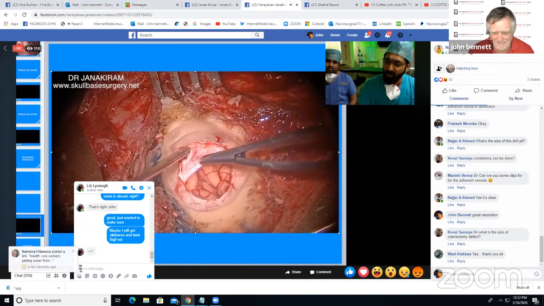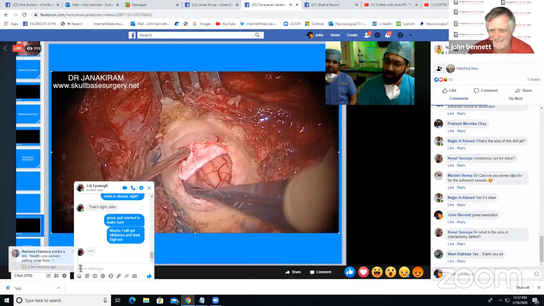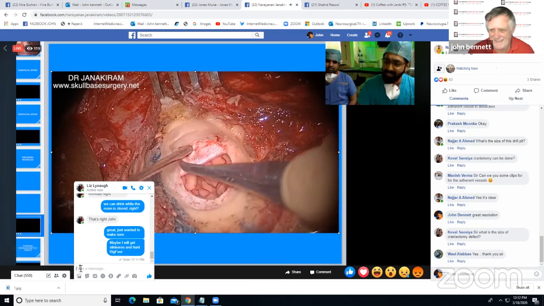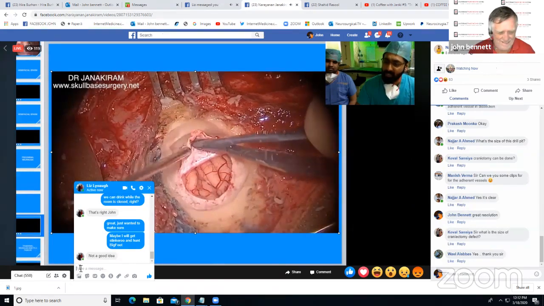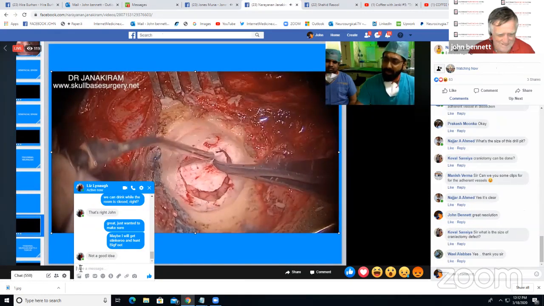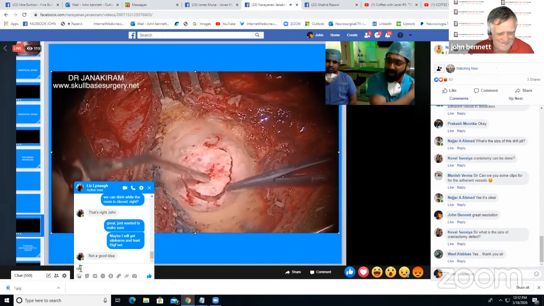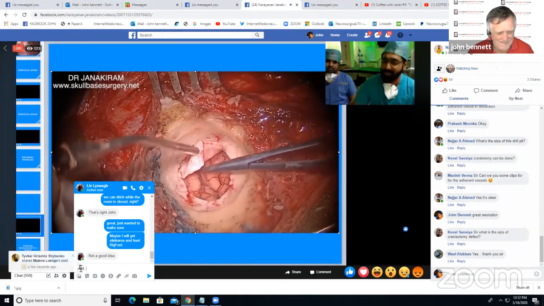Now, once we do that, you can see already the cerebellum is less tense. This is because of hyperventilation. And then the next step is to go towards the cisterna magna. I told you, go towards the basal cisterns.